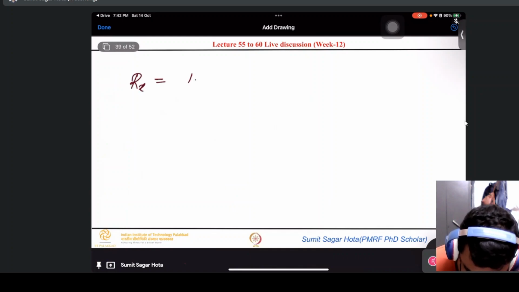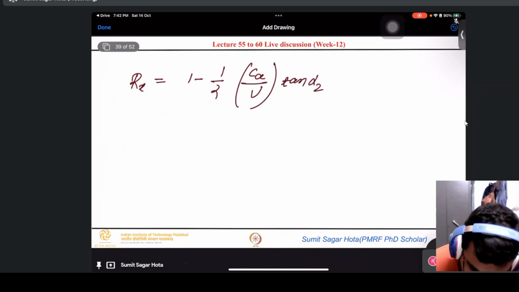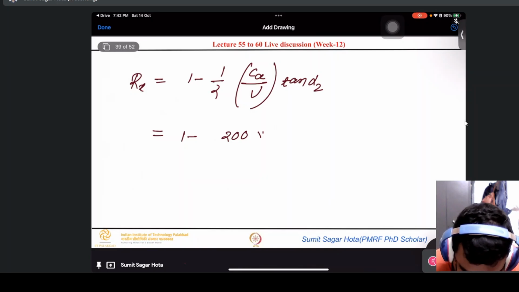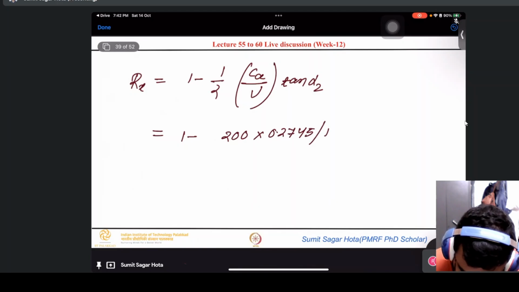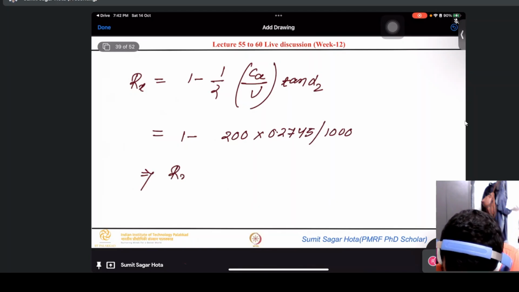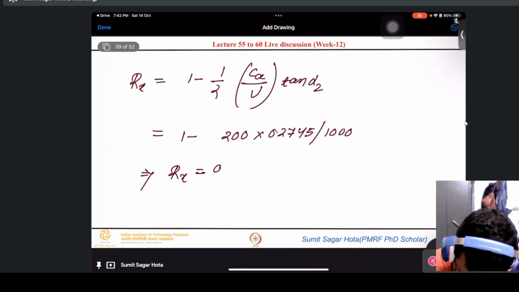Rx is equal to 1 minus 1 by 2 Ca by U into tan alpha 2. So 1 minus 200 into 0.2745 by 1000. Rx equal to 0.451.